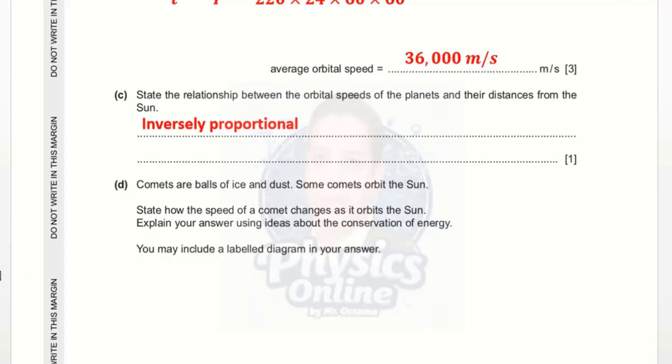Comets are balls of ice and dust. Some comets orbit the Sun. State how the speed of the comet is changing as it orbits the Sun. Explain your answer using ideas about the conservation of energy. You may include a labeled diagram in your answer.